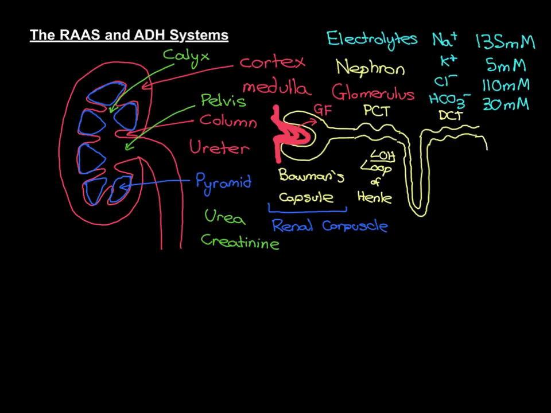So let's draw a collecting tubule here. And collecting tubules have a huge number of nephrons all draining onto them. So we'll have another nephron over here. So this is the distal convoluted tubule of another nephron also draining onto this collecting tubule. And we'll just abbreviate collecting tubule to CT.